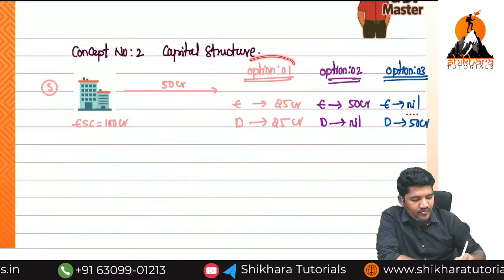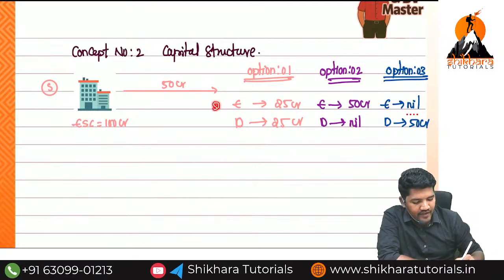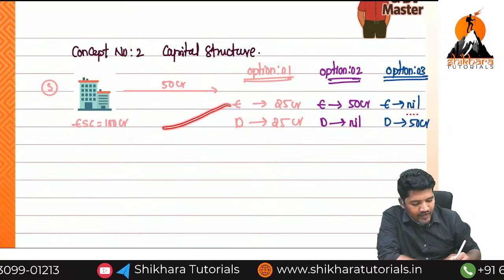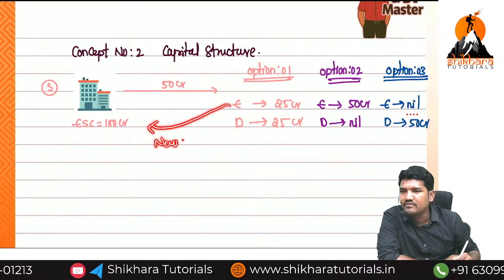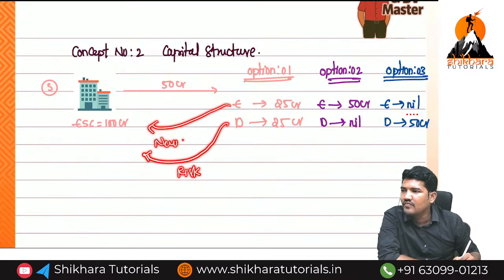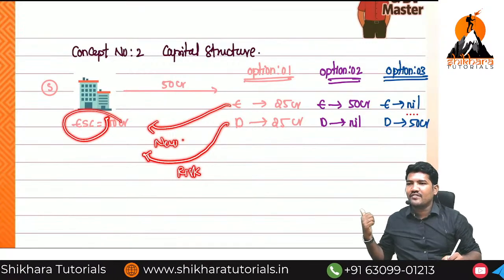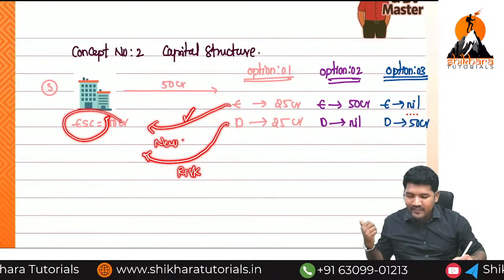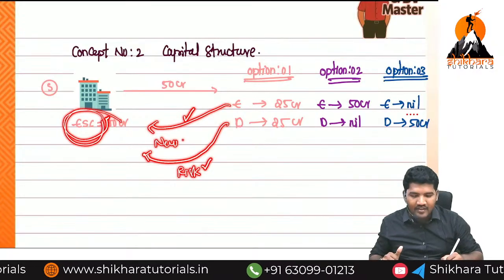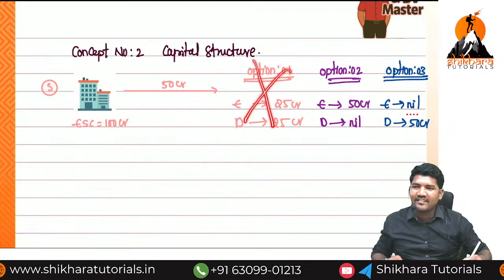When it comes to option 1, 50% equity, 50% debt. Because of equity, new owners come. Because of debt, risk comes. It impacts whom? Existing shareholders. There is no issue for the new shareholder. There is no issue for whom? The debenture holder. There is an issue for whom? The existing equity shareholder. That's why this also is not the best.